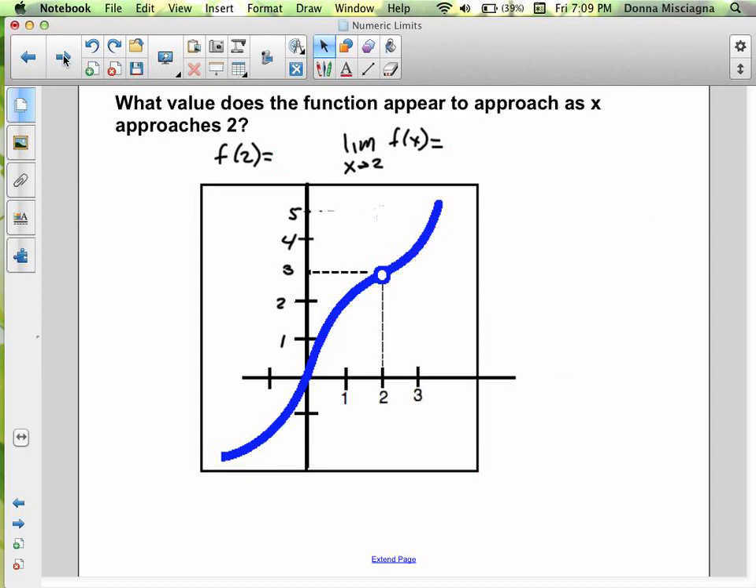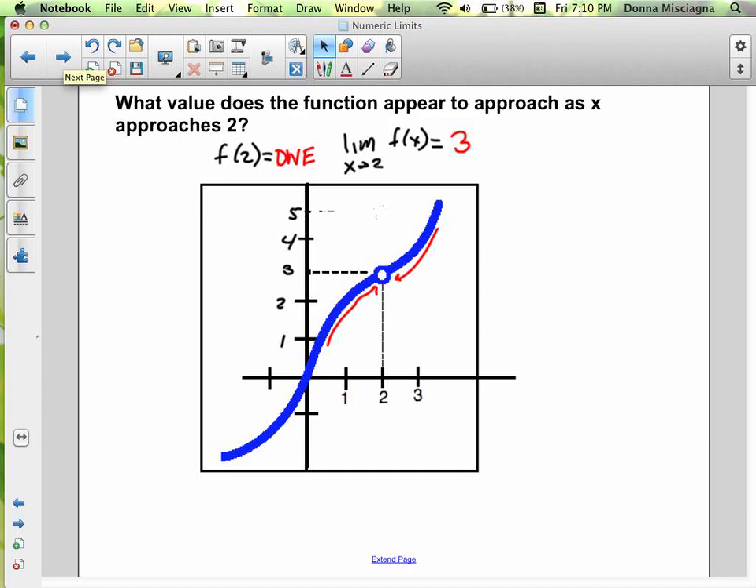Pretty similar picture here. Right? So what value does the function appear to approach as x approaches 2? Right? So again, f of 2. Well, now there's just a hole there. So f of 2 does not exist. We have a hole when x is equal to 2. But how about the limit as x approaches 2? Well, if we look from the left-hand side and we look from the right-hand side, the limit as x approaches 2 of f of x is equal to 3. Right? So here, the value of the function doesn't exist, but the limit does.